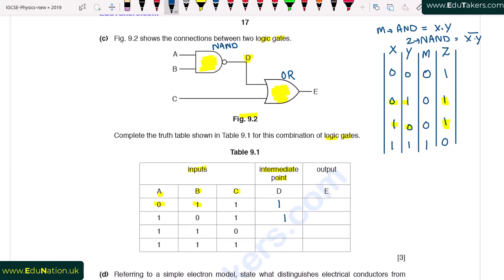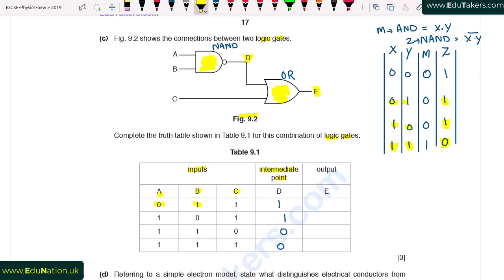Third combination is 1 and 1. In this truth table you can see that it is 1 and it is 1, but the output is low. So I write here 0. In the last combination it is again 1 and 1, so the output will be 0. Now the output E. Going back to the figure, we can see that the output E is basically the output of OR when we are D and C inputs.